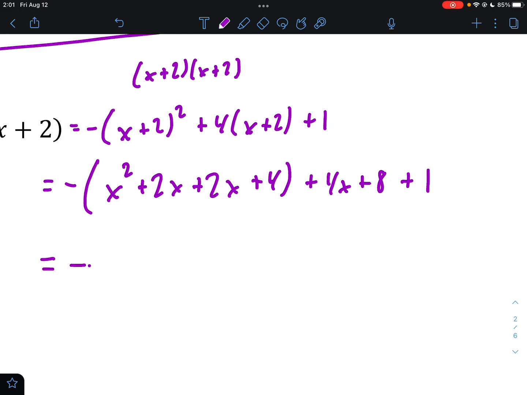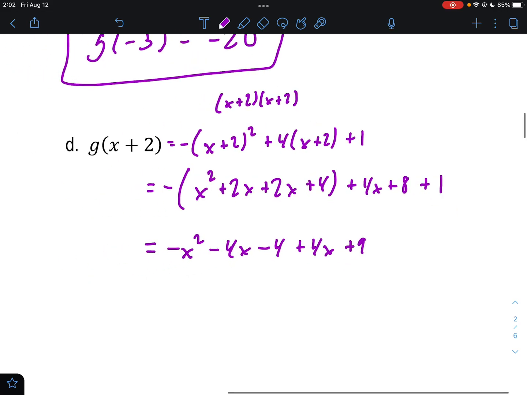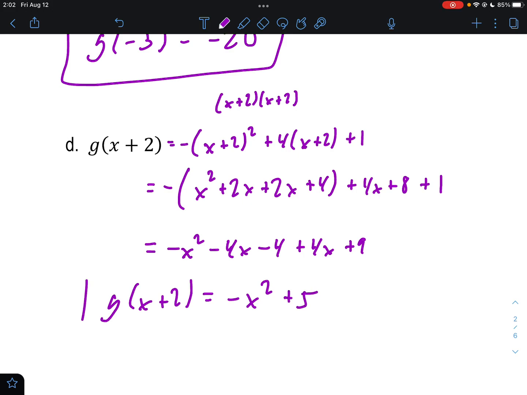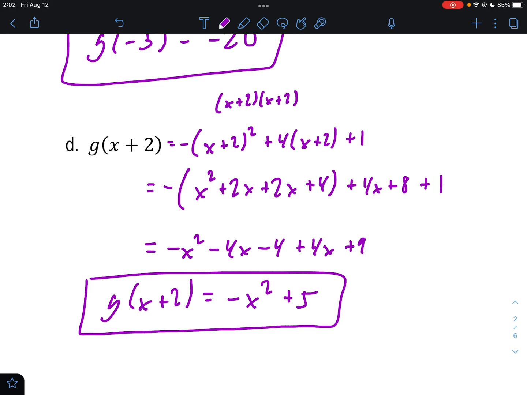Distribute the negative, so negative x squared. 2x and 2x is 4x, so minus 4x minus 4 plus 4x, and then 8 plus 1 is 9. And one more simplification step. Negative x squared. Negative 4x and 4x cancel, and negative 4 plus 9 is plus 5. So g of x plus 2 is negative x squared plus 5.